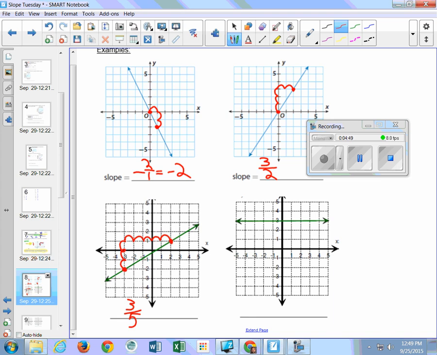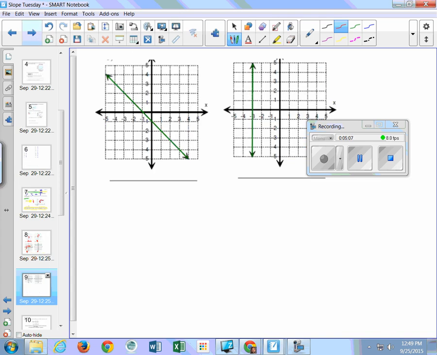All right, on the next one, I have a line that's going straight across. That's like flat ground. That's saying there is no slope. So that slope is 0 slope, or you can put no slope. Either is correct.